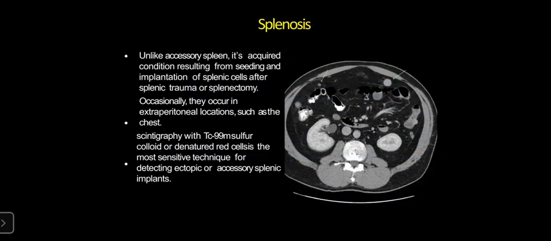Splenosis, of course, I mentioned so that we differentiate it from the congenital accessory spleen. Accessory spleen is congenital, meaning it is the same splenic tissue, unlike this condition, which is an acquired condition resulting from seeding or implantation of splenic cells after splenic trauma or splenectomy. Occasionally, this splenosis occurs in extraperitoneal locations such as the chest area. Since it is in an ectopic position, scintigraphy with technetium-99m sulfur colloid helps us to identify the accessory or ectopic implantation.